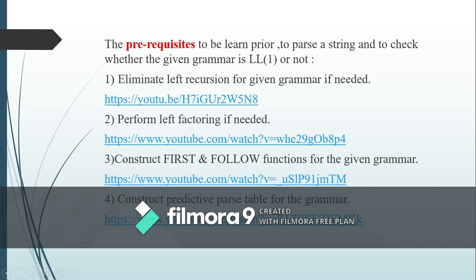The last prerequisite is to construct a predictive parsing table for the grammar, and how to construct it is given in this link. To construct a predictive parsing table, we need the first and follow functions. To construct the first and follow functions, we need the grammar with left recursion eliminated and left factoring performed. Students, each and every point depends on the previous one. For that reason, the prerequisites should be learned beforehand. Only then can we parse a string.